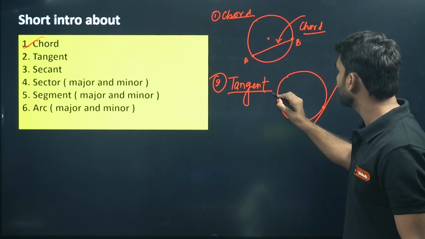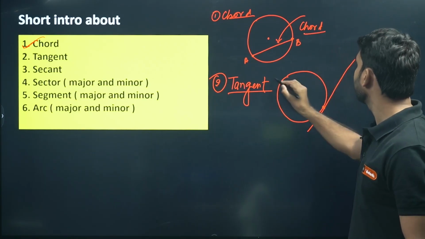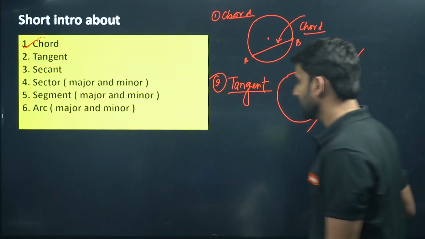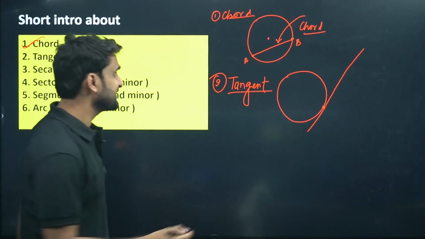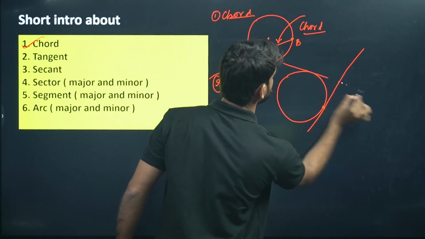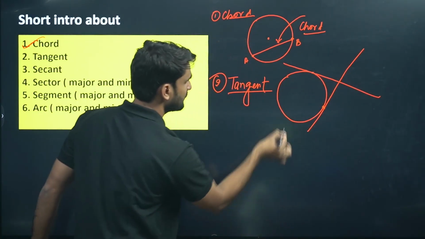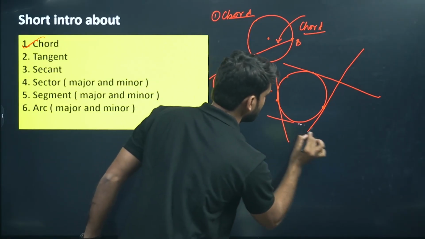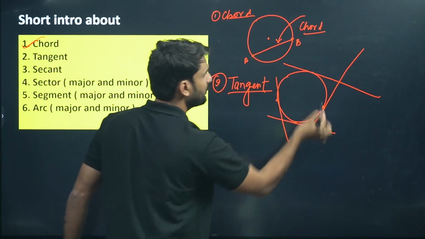Why is the pen not functioning well? So this is a tangent, the line which touches the circle. Look, this will be a tangent. Look, this will be a tangent.